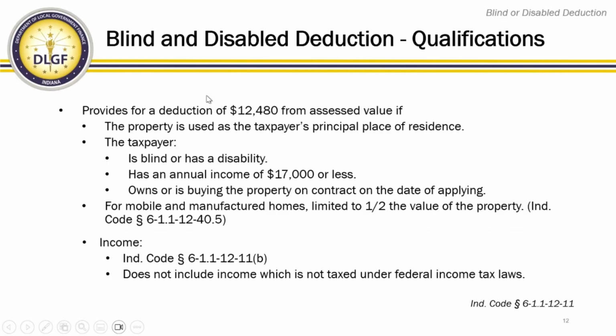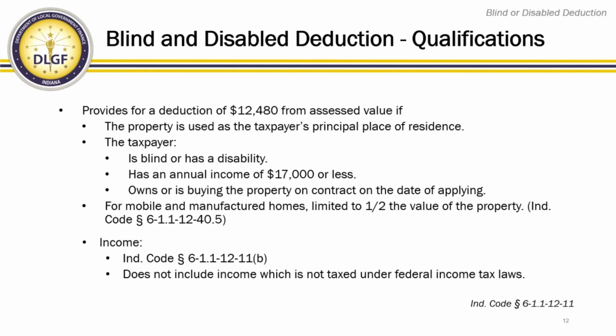Okay, so the first deductions we're going to go over is the blind or disabled deduction. This allows for a deduction with a fixed amount of $12,480 from assessed value if the taxpayer is blind or has a disability. Now, those are specifically defined in statute. We'll go over that in the next slide. But also the property the taxpayer is claiming the deduction for is being used as a principal place of residence, kind of like with the homestead deduction. But here it's going to be used as the taxpayer's residence.